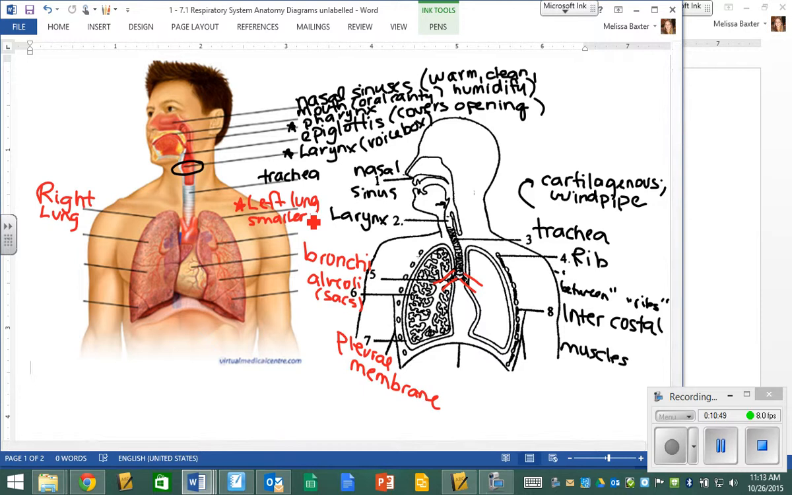There's like a big thing that's in the way. Yeah. Because your heart's there. So this line down here in the middle, this one, that is your heart. That is why your left lung is smaller. There's stuff in your thoracic cavity.